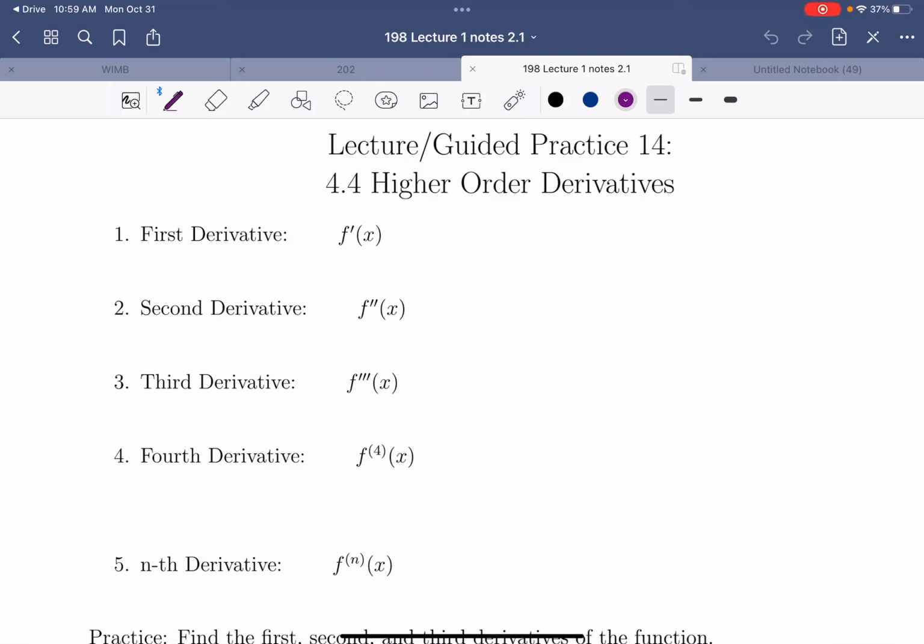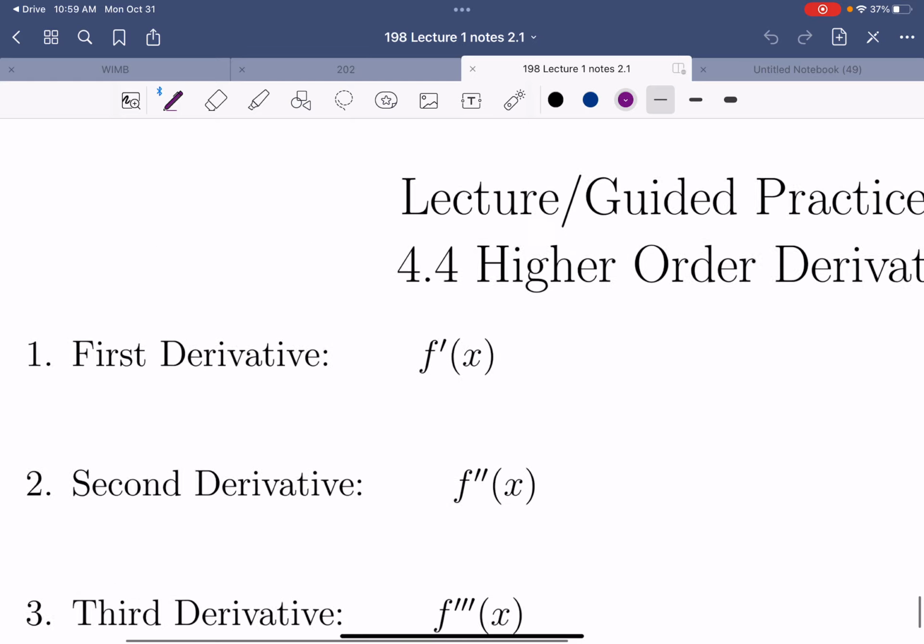Hi all, this is lecture and guided practice combined 14. I'm talking about section 4.4, higher order derivatives. Now I condensed this just a little bit because this is kind of a bonus topic from section 4.4, and it really isn't adding anything significant to our derivative rules. The only thing we're going to talk about here is that there are derivatives beyond the first derivative.